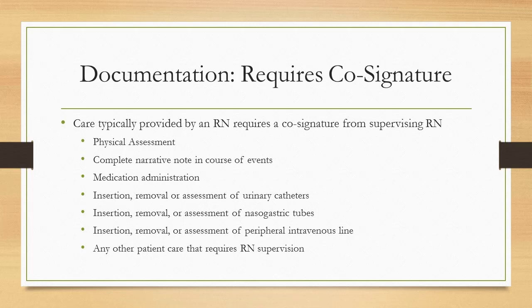Care provided by and documented by a student nurse that typically requires an RN must have an RN co-signature from a supervising RN. This includes the activities listed on this slide. Co-signature may be from the primary nurse or the faculty member. Prior to student documentation, the student and RN or faculty member should discuss and agree to the need for a co-signature. All documentation requiring a co-signature must be co-signed by the end of the shift. This should be discussed and planned ahead.